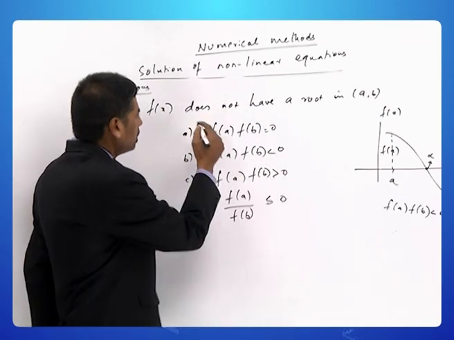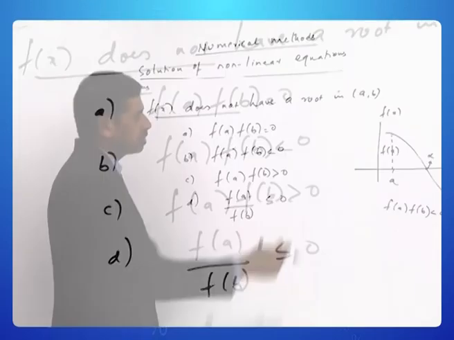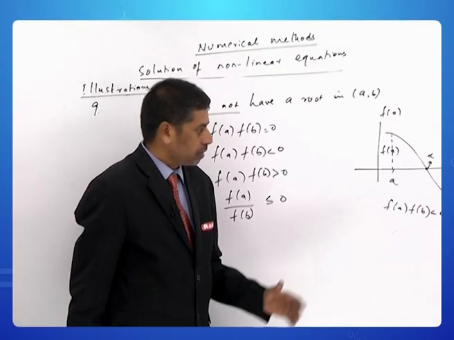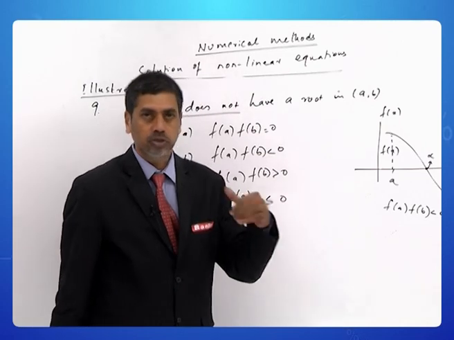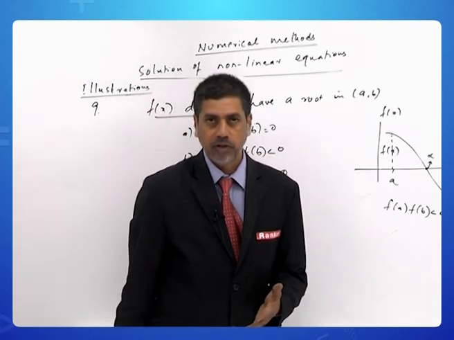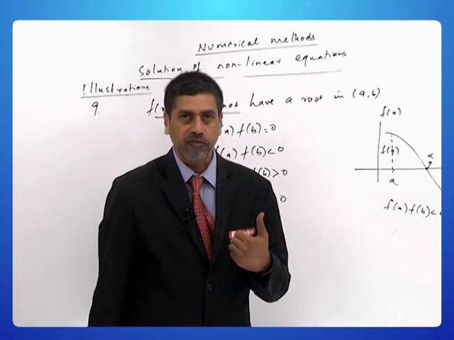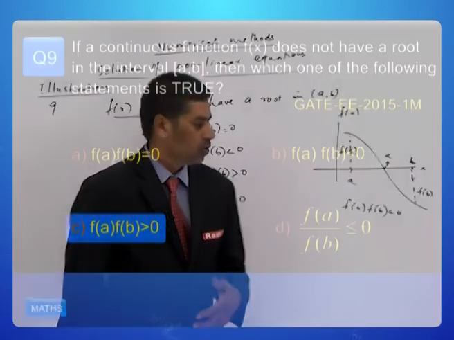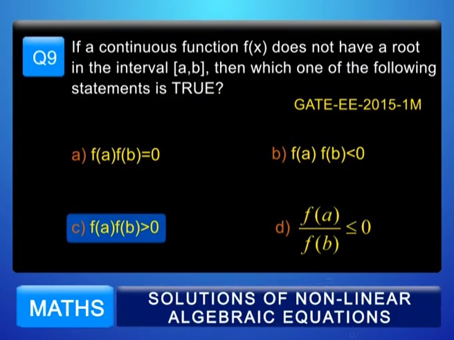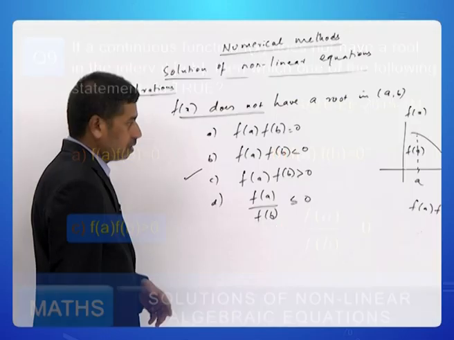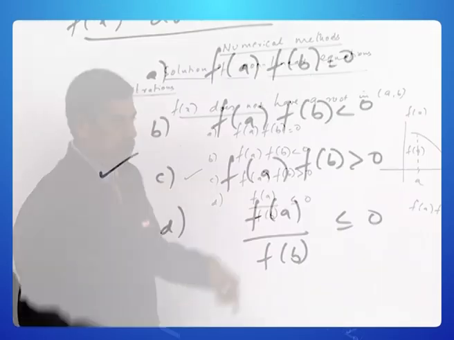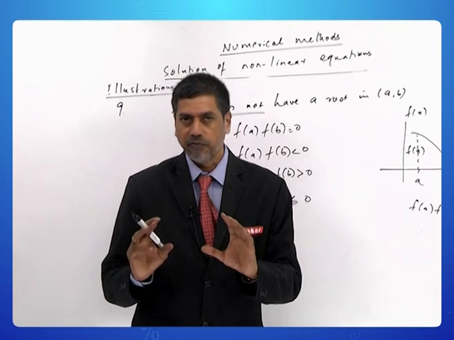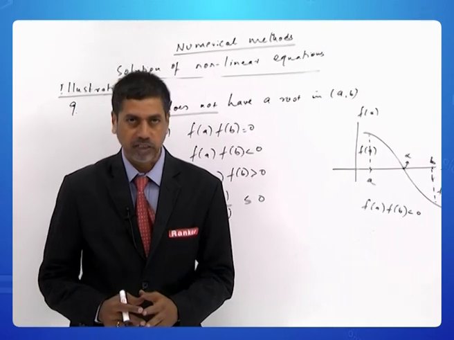But you can clearly see he says f of x does not have a root in the interval (a, b). That means between a and b the function should not cross anywhere. That is possible only if f(a) and f(b) have the same signs. So option C will be correct, because he is saying the root does not lie in that interval. Therefore, f(a) and f(b) must both have the same signs.